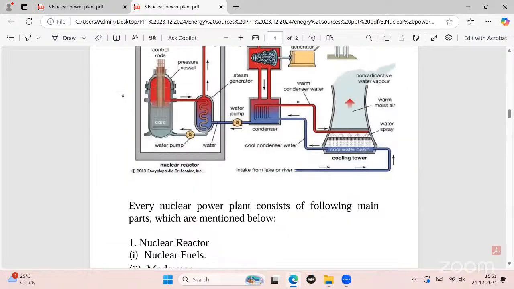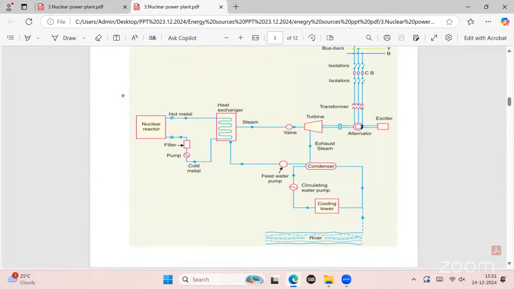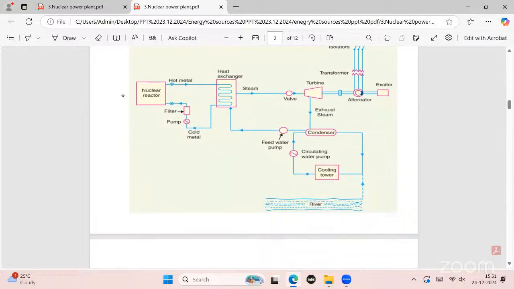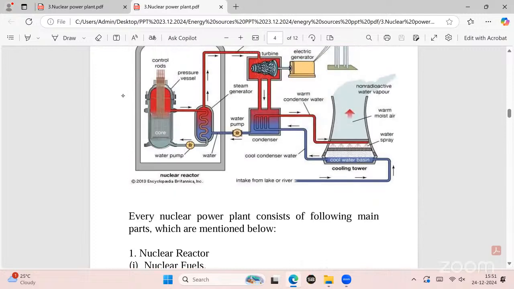Don't go for this one; I have written it only to help you understand. You can go for only this diagram. Both are the same. This is a practical case. You can draw any, but don't draw this diagram, draw the upper one.